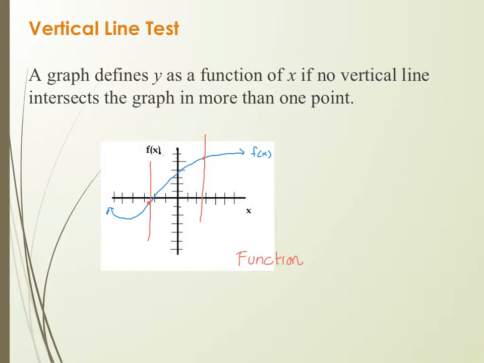You can see that no matter where I put the red line throughout the function, it only intersects the graph, the function, at one point. Therefore, it is considered a function. That is called the vertical line test.